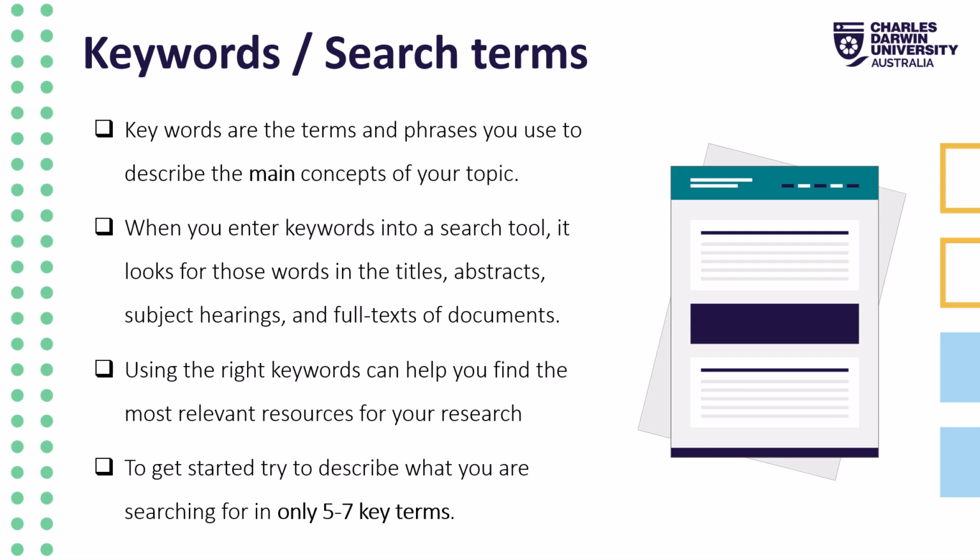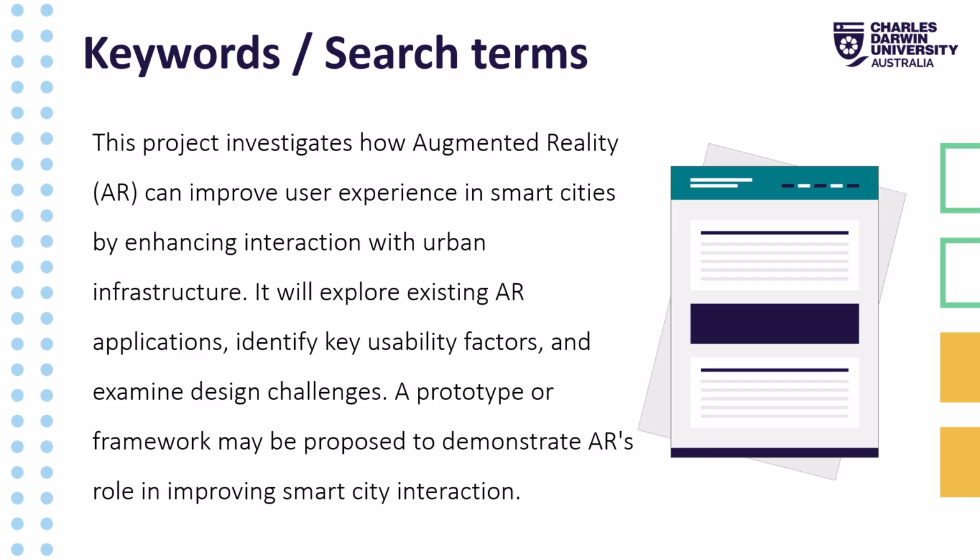Let's have a look at an example. Say you have a topic like this. Now, it might be one that you've come up with yourself as part of a research project or thesis, or it might be one that's being provided to you as a part of your assignment description. And what we want to do is, once we have this sort of description, we break it down into those concepts. So looking at this topic, we might focus on augmented reality, user experience, smart cities, urban infrastructure, the application of the AR, usability, and design challenges.